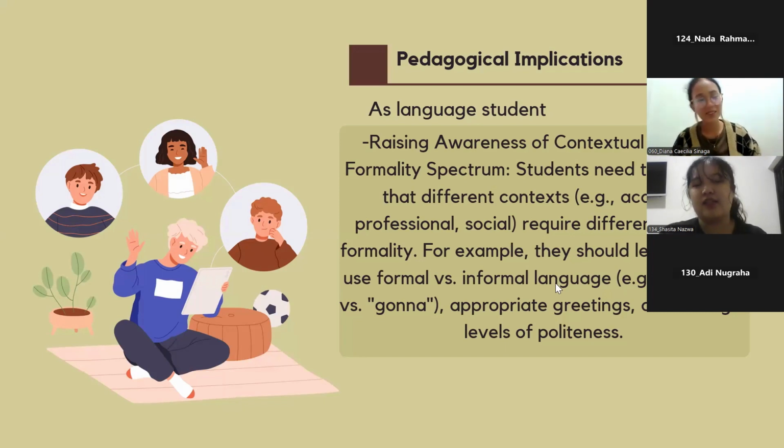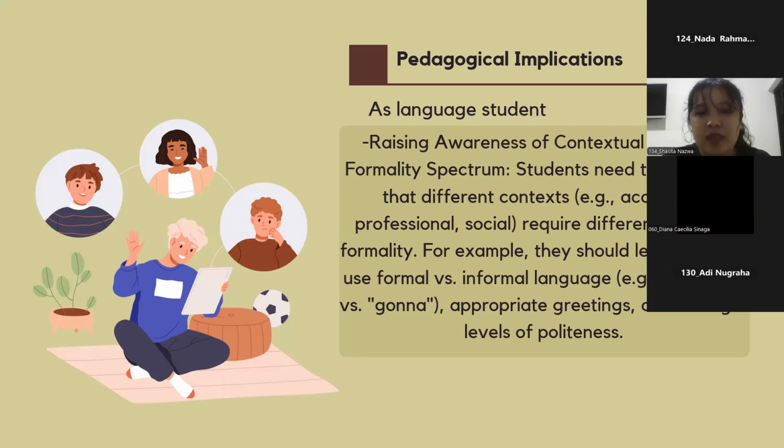Okay, next is pedagogical implications. The first is, as language students, raising awareness of contextual variations for the formality spectrum. Students need to be taught that different contexts, for example academic, professional, and social, require different levels of formality. For example, they should learn when to use formal versus informal language, for example "going to" and "gonna", appropriate greetings, and the right level of politeness.